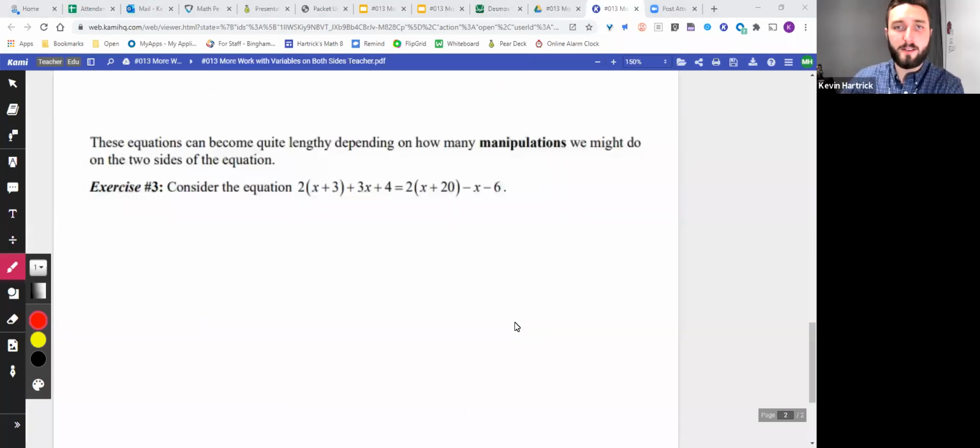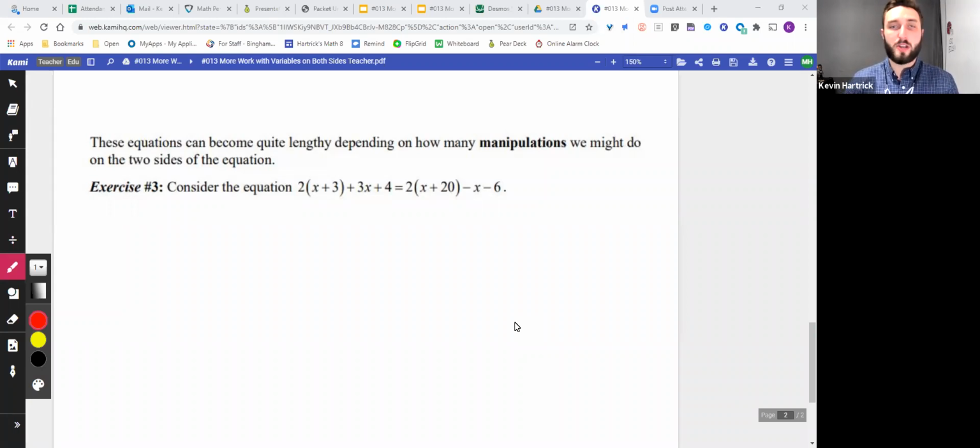All right, let's try a challenge now. So this says these equations can sometimes be quite lengthy depending on how many manipulations we might do to two sides of the equation. So it says consider this equation here, and this looks kind of crazy, right? We can only attack it using our strategies.